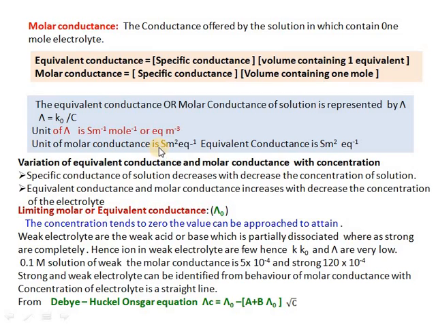The unit of molar conductance is Siemens meter square per mole, and the unit of equivalent conductance is Siemens meter square per equivalent. So these are very important, which are asked in various exams, such as: the unit of molar conductance is dash dash, or the unit of equivalent conductance is dash dash.